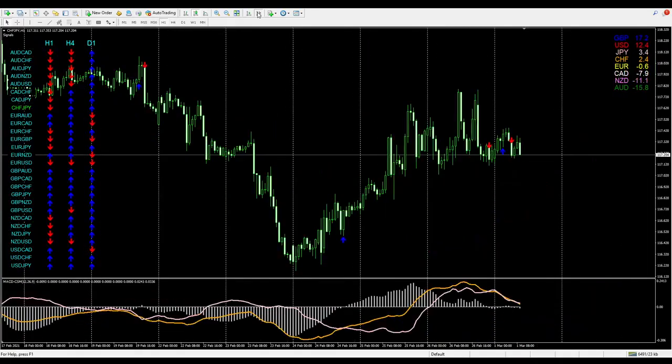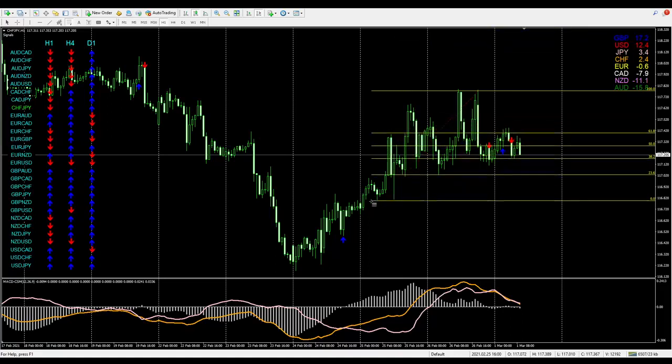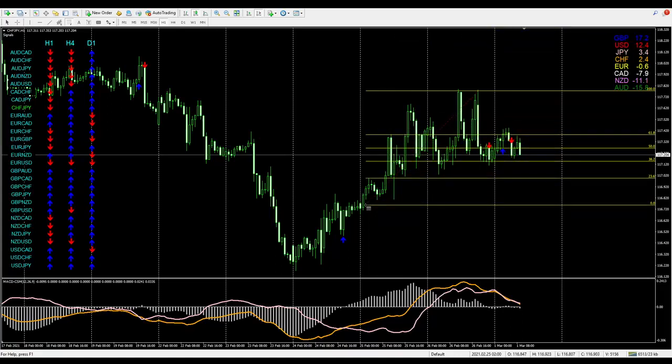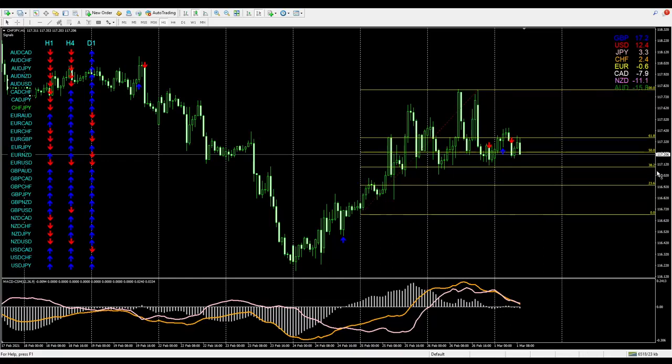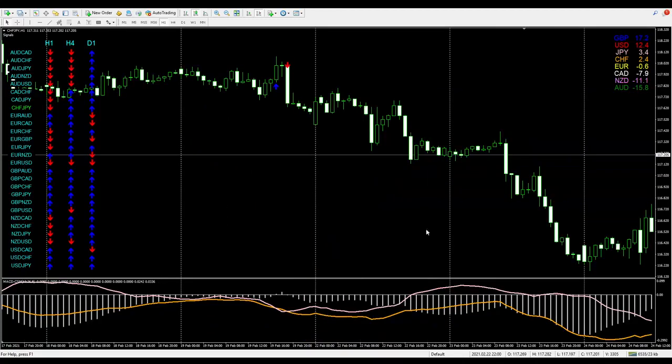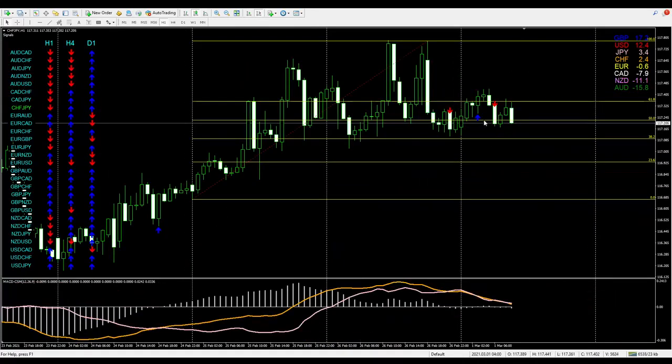So on H1, let's plot the Fibonacci level for CHF JPY. It'll be like this. This was two days ago, so it would be up to here. Actually, as we can see, for CHF JPY there was already a buy here, but it became sell again a few minutes ago. Once this was a sell, like 3 hours ago.